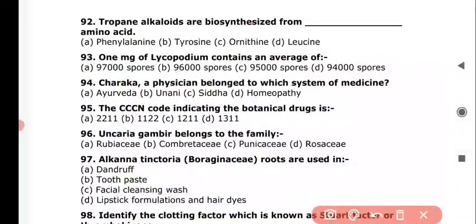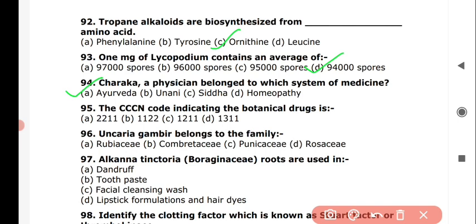Next question is, tropane alkaloids are biosynthesized from which amino acid? And the correct answer is option C, ornithine. Next question is, 1 mg of lycopodium contains an average of, and the correct answer is option D, 94,000 spores. Next question is, Charaka, a physician, belongs to which system of medicine? And the correct answer is option A, Ayurveda.